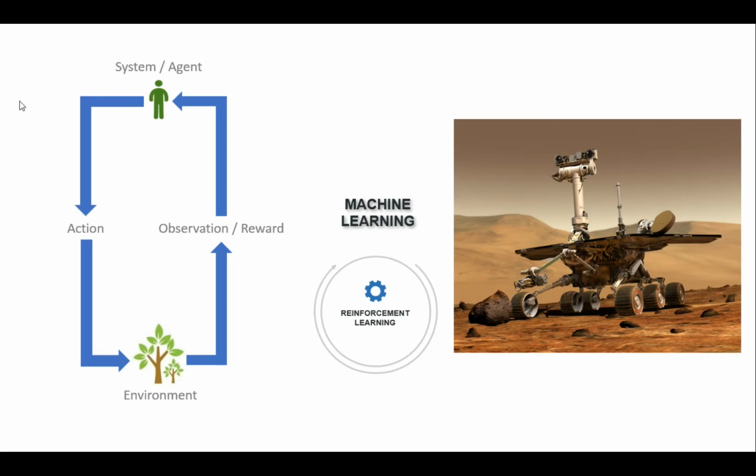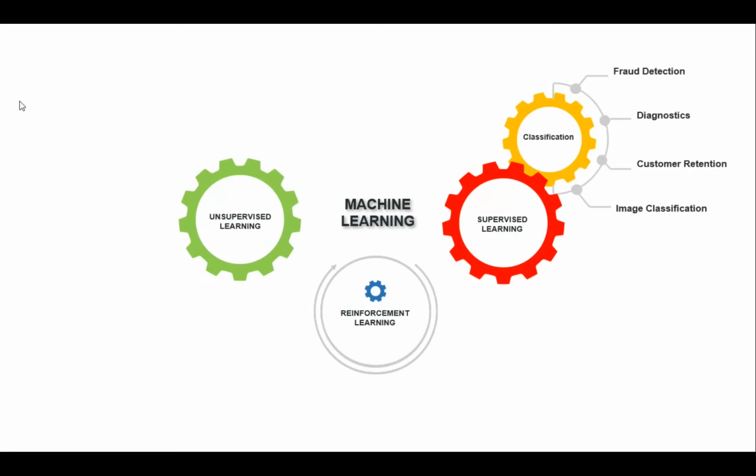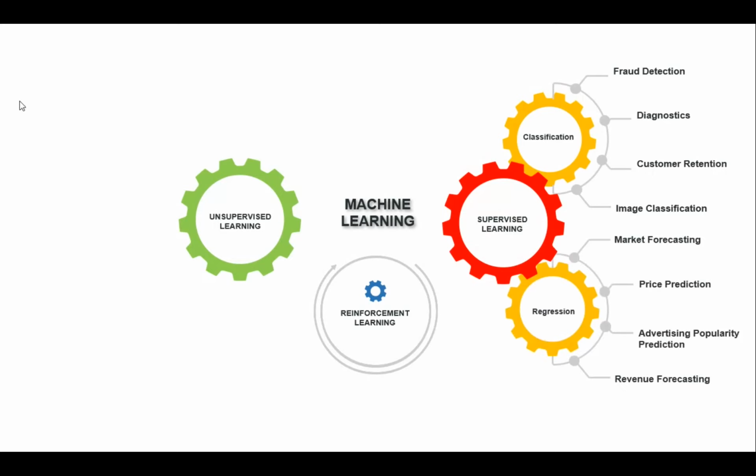Now, these are the three major things which are there. Now, let us see a little bit more in depth what sort of things we can actually do with supervised machine learning, unsupervised machine learning, or reinforcement machine learning. So first, when we go to supervised machine learning, it is again subdivided into two. One is classification, another one is regression.